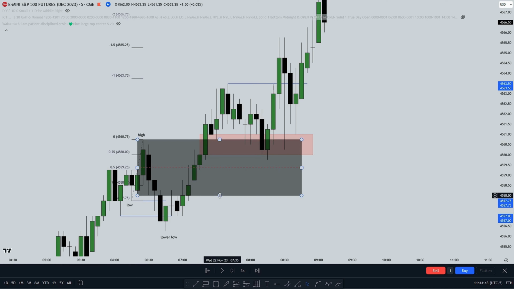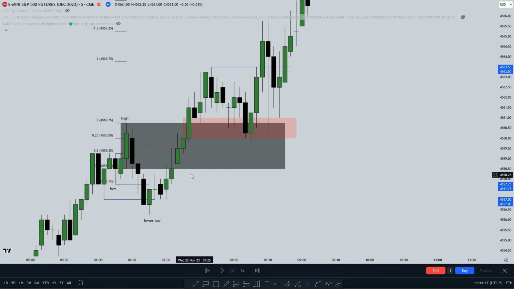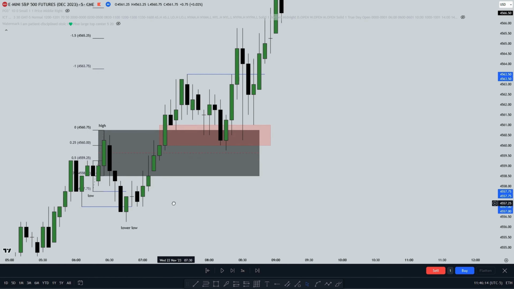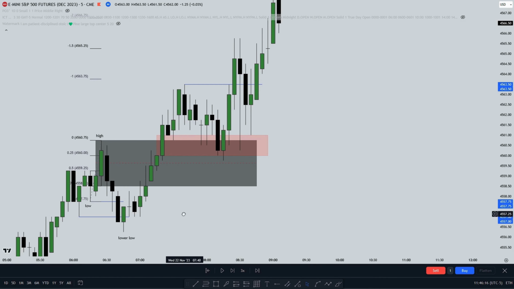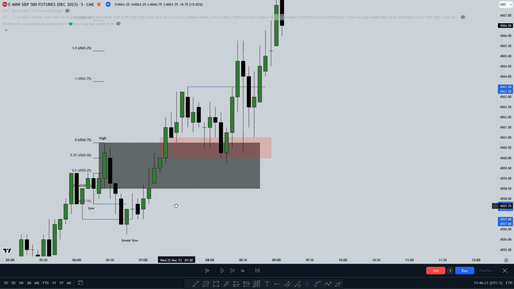And you could also use one candle as your breaker. And even if you were to use that one candle as your breaker, it will still work out perfectly. So now to the standard deviations.